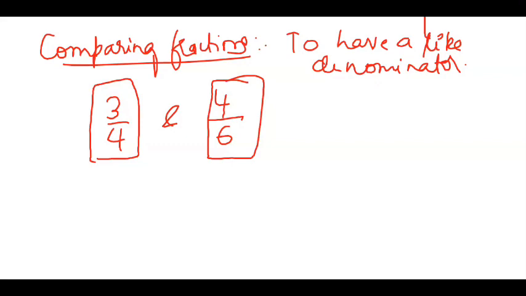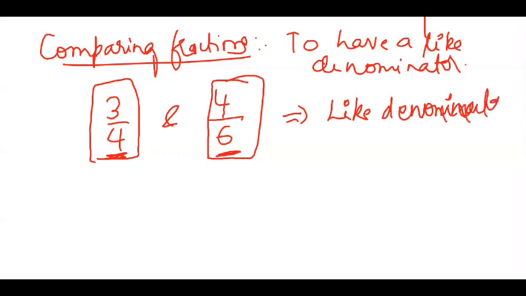I think I know which one is greater. How would you know that? But we have unlike denominators, Anis. I feel like 3/4 is greater than 4/6. Can we just check it, beta? Yes. How to check this? To find like denominators. First, you are going to find the like denominators. How to make like denominators, please?